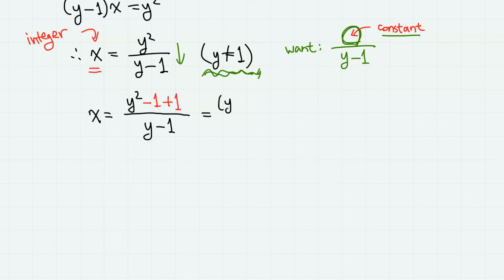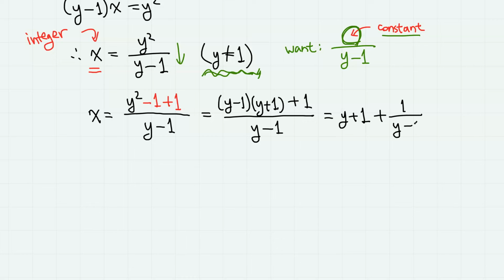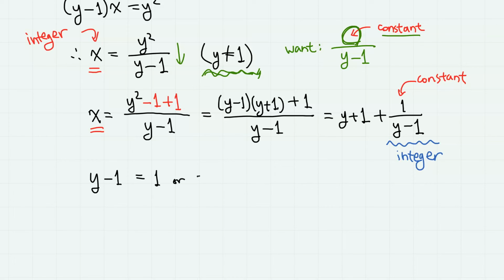So now we have y minus 1 times y plus 1 over y minus 1. Therefore, we have y plus 1 plus 1 over y minus 1. So now we have the constant term at the numerator. Since x must be an integer, this 1 over y minus 1 part must also be an integer. So y minus 1 must be either 1 or minus 1. This means that y equals 2 or 0.